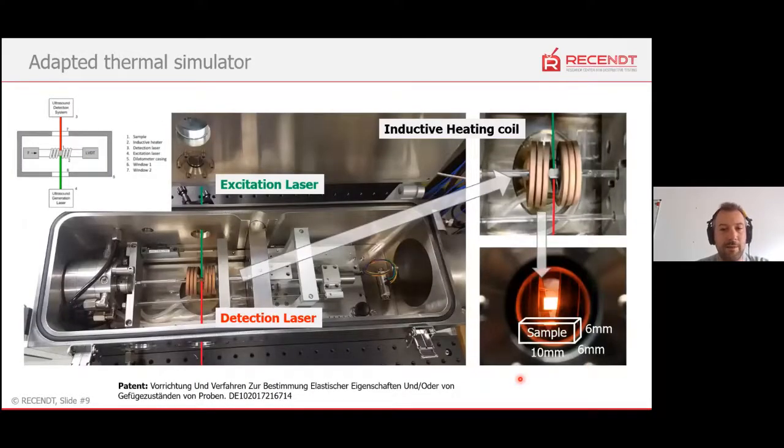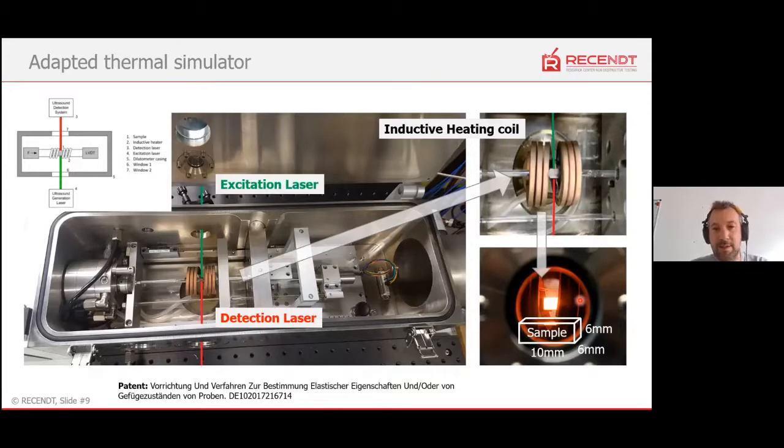So here is the view a little bit more zoomed in. There's the vacuum chamber of the dilatometer, where we have integrated special windows where we can guide the laser beams directly onto the sample. We have an inductive heating coil for heating up the samples. The sample is placed in between there, as you can see here. And there's also a picture of a hot sample with a format of 6 × 6 × 10 millimeters.